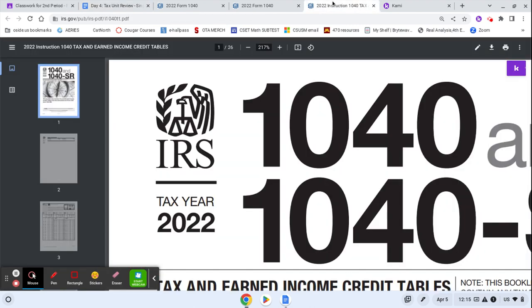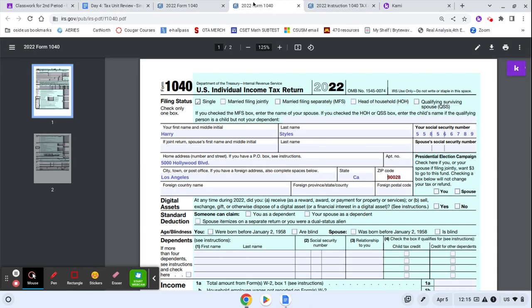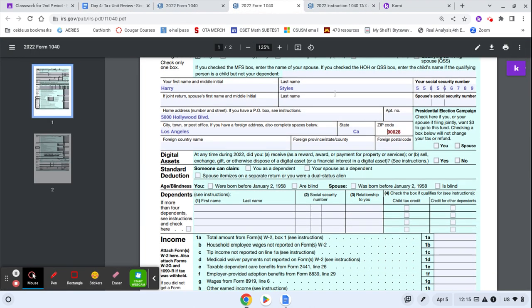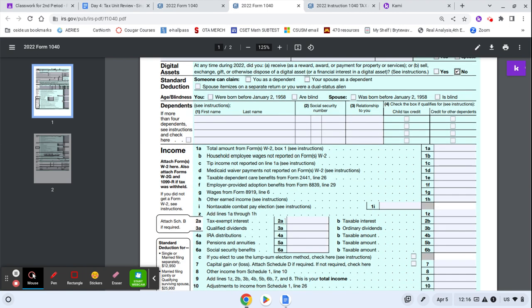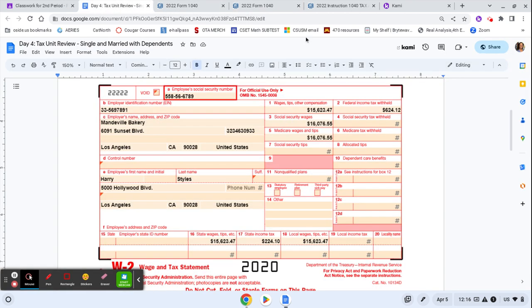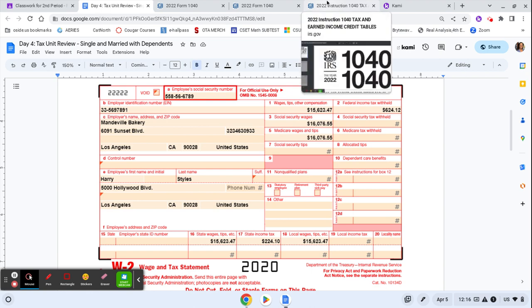Next, I go look to see if any of these other things need to be filled in. There's no spouse, there's no foreign country name needed, there's no digital assets or Bitcoin, no one can claim him as a dependent, he's not blind, and no dependents. I'm now gonna go to the W-2 and look for box one to fill in line one. It says $15,623.47.